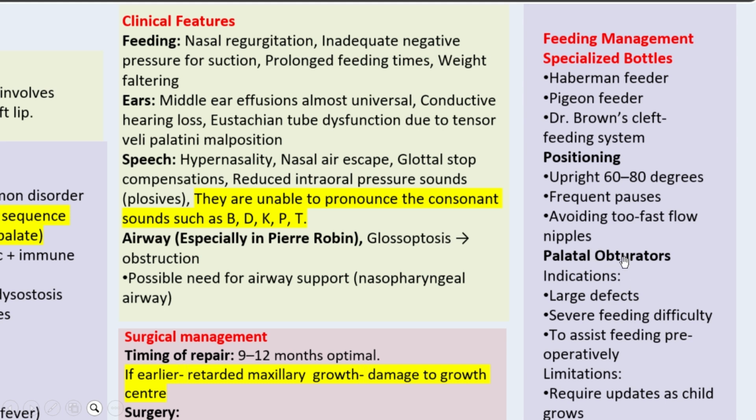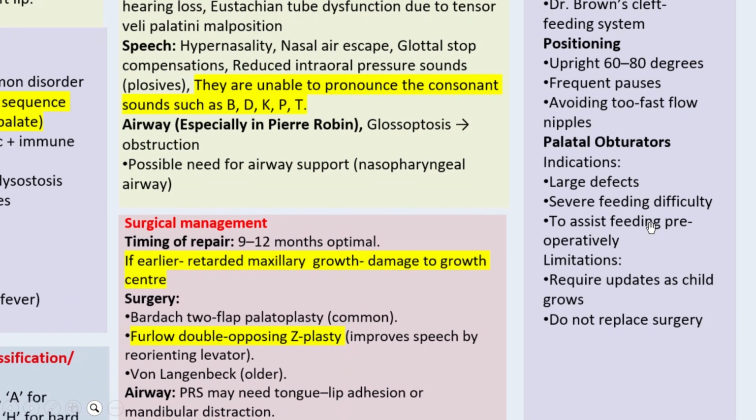Then we have the palate obturators, and these are custom-made devices that are fitted into the mouth to close the defect in the palate. They are not a definitive management, but they help the child feed, especially if there is a severe feeding defect, and we want to assist feeding preoperatively so that the child achieves weight gain. Then limitations: it requires updating. As the child grows bigger and bigger, you make a new mold and a new palate obturator, and they do not replace surgery.